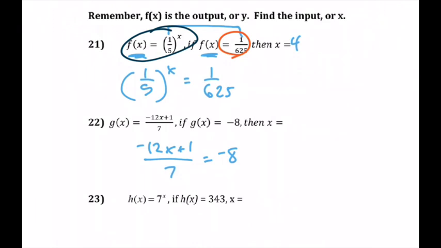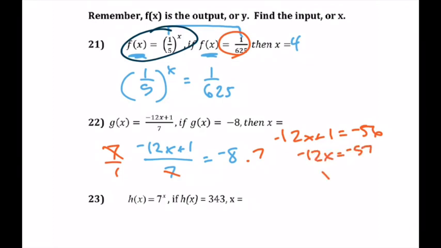First, you would multiply the negative 12x plus 1 divided by 7 by 7 to get rid of the division, and then multiply the negative 8 by 7. Yeah, we're going to multiply both sides by 7 to get rid of that fraction. So I'm going to end up with negative 12x plus 1 equals negative 56. And then you're going to solve that from there. So negative 12x is equal to negative 57. And you guys just leave it as a fraction. That's fine.